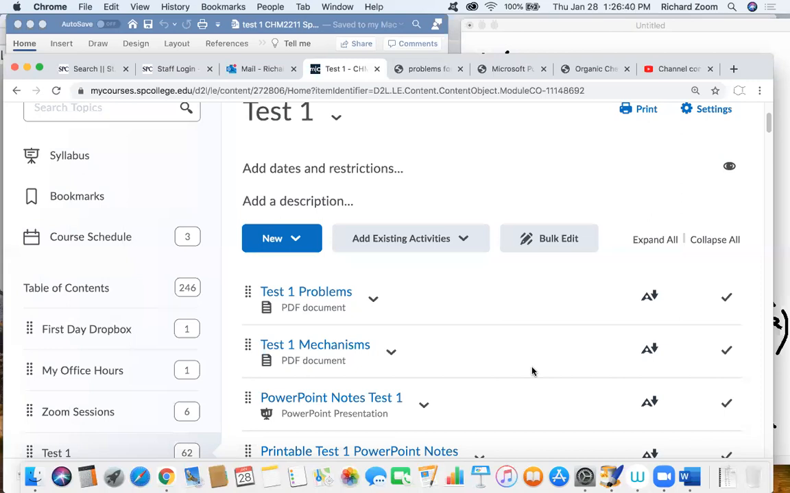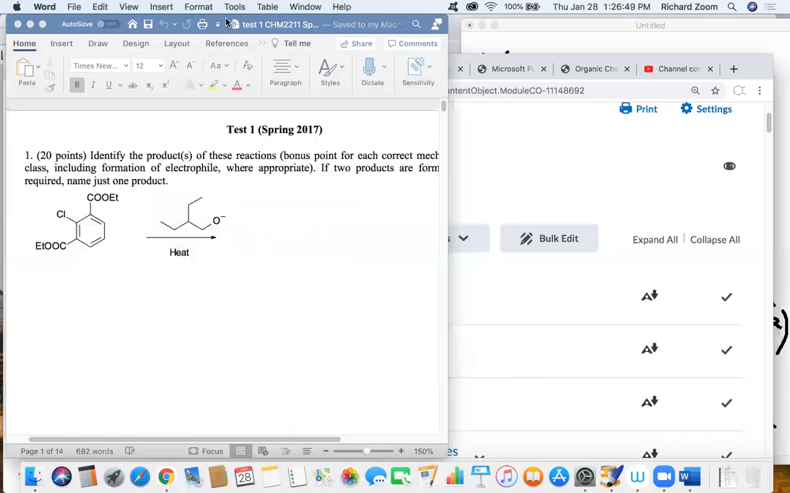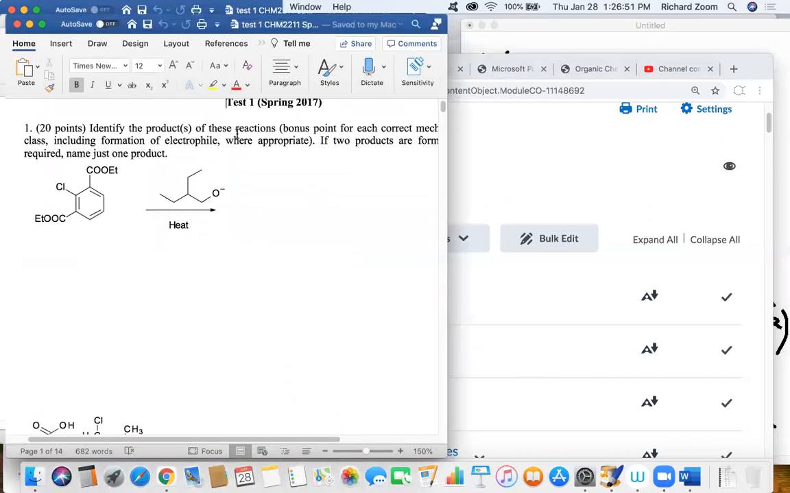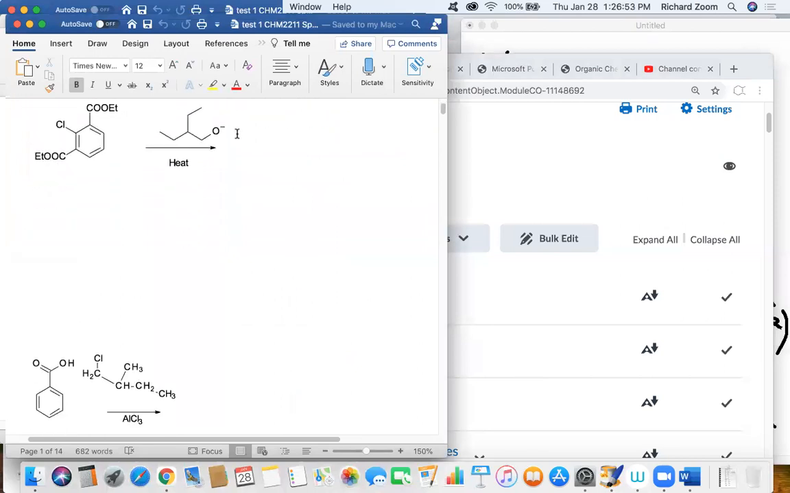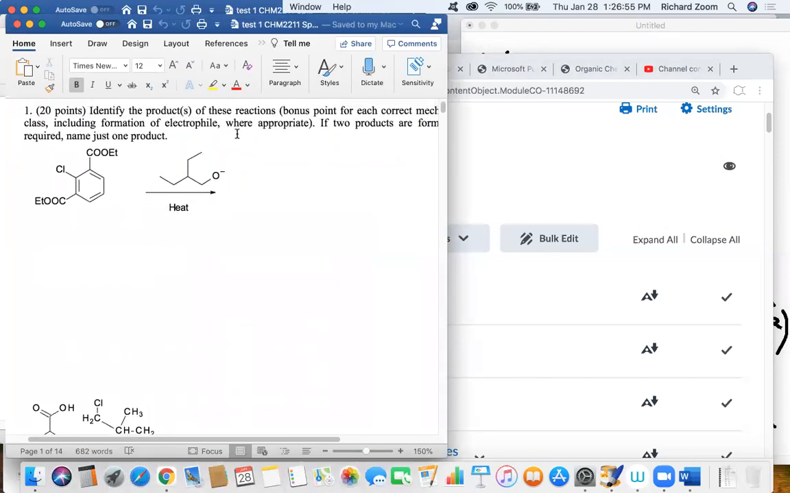Now I noticed that the questions are presented just a little bit differently in the test 1 problems here, the blue book versus the 2017 spring test that you keep showing us. They're just presented differently. Are they the same stuff, though? I know it looks the same to me.